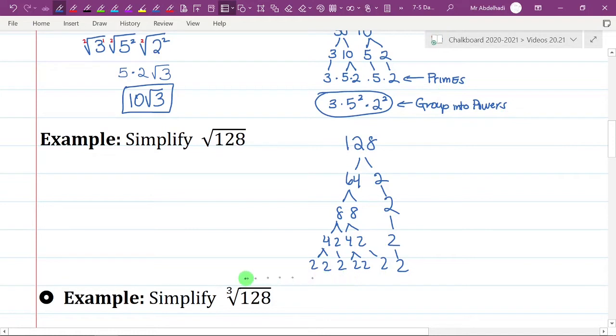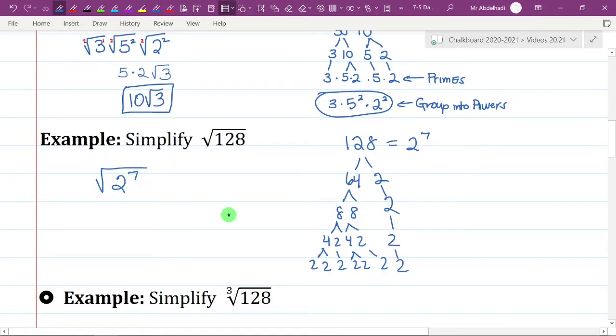This is actually all one number. It's 2 times 2 times whatever. So it's 1, 2, 3, 4, 5, 6, 7 2s. So 128, it turns out, is just 2 to the power of 7. That's the same as 128. If you take a calculator, go 2 to the 7th power, you'll get 128. So now you take that 2 to the 7th power and you square root that instead of square rooting 128.